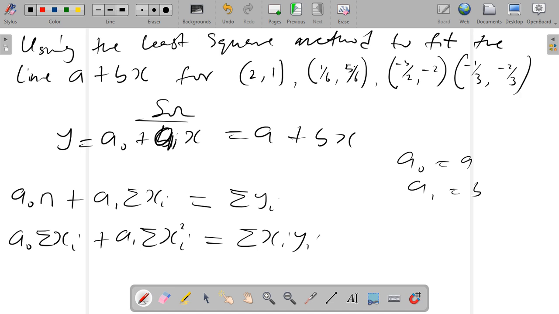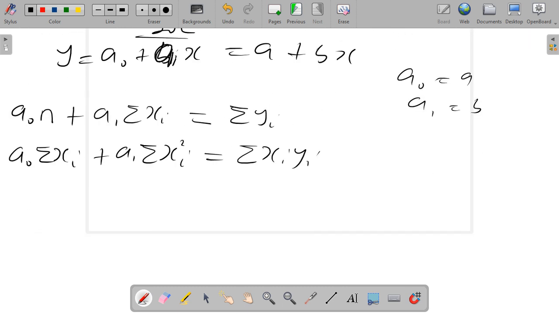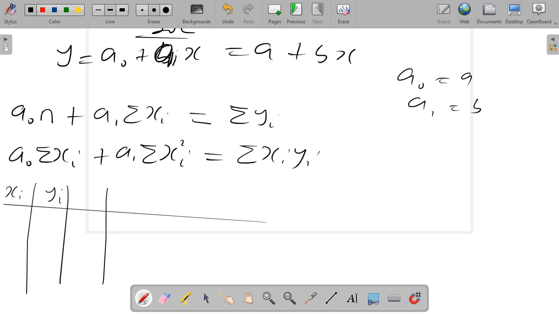So now, having these two equations, the next thing you are going to do is to draw your table. I like drawing my table. So when you draw your table, you know what you are doing. In the table, we are going to have our xi. If you look at all these things, what we need is our xi, our yi, our x squared i, and then our xi yi.